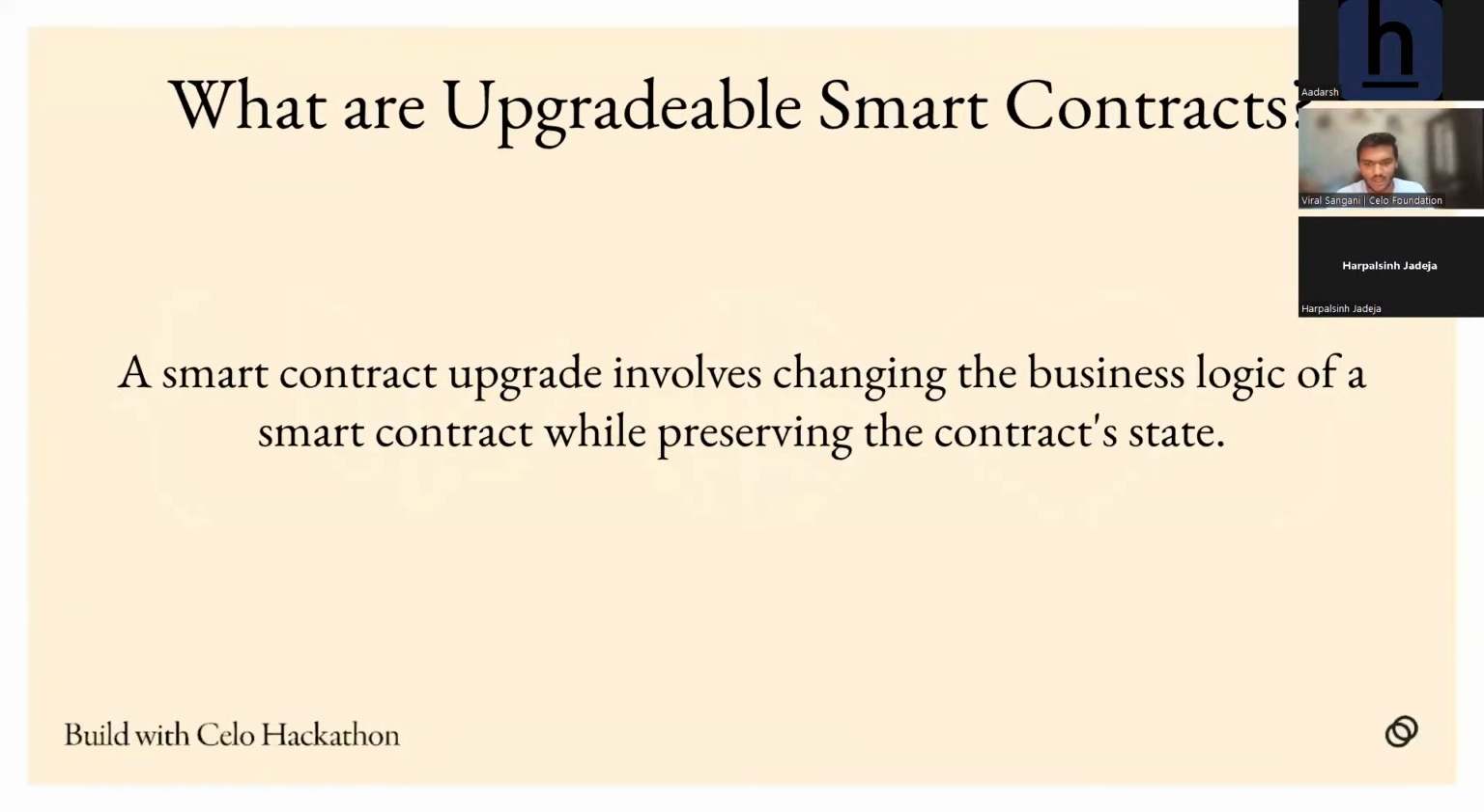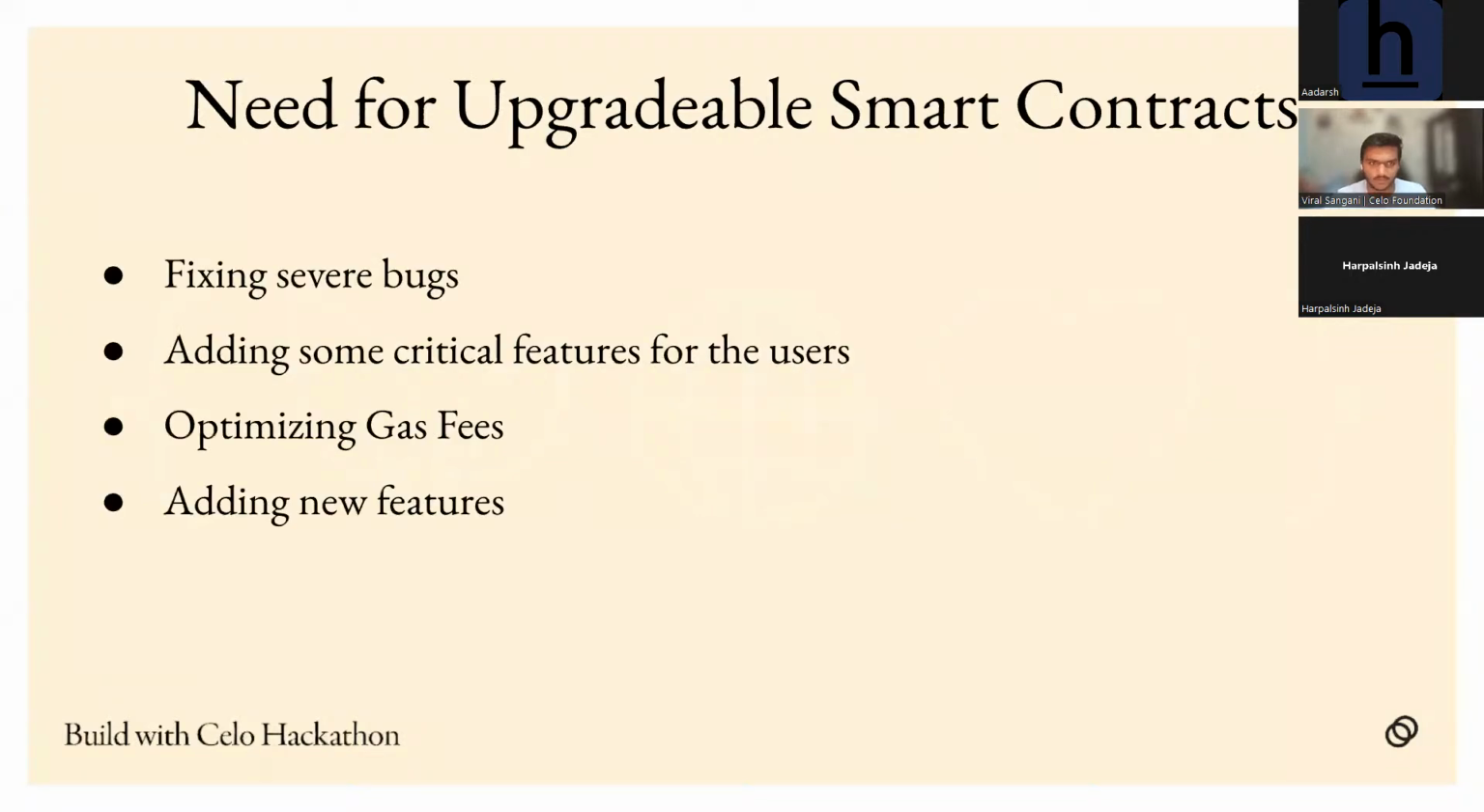And what if we want to add a new feature? Let's say you have a DeFi project and you think of adding loans. That's an upgrade, and you cannot push an upgrade to an immutable smart contract. You need to create an upgradable smart contract, right? And so, yeah, this is what upgradable smart contracts are.